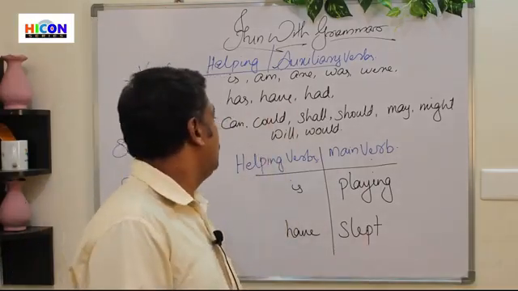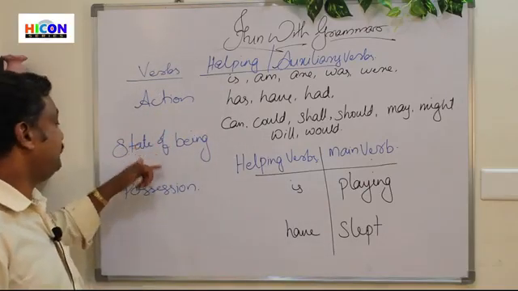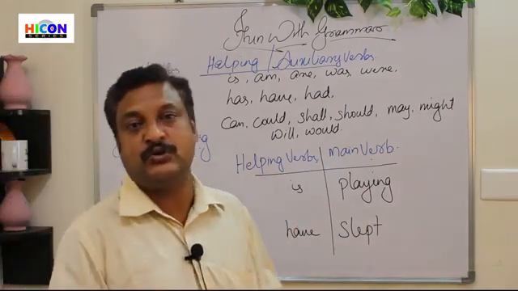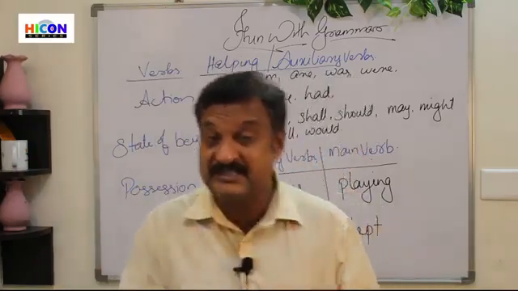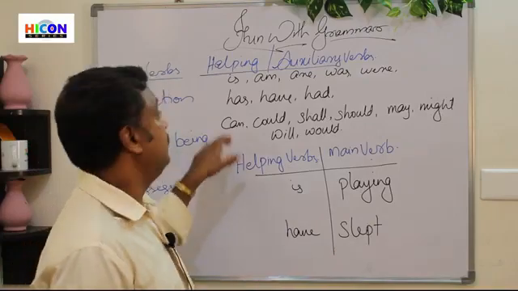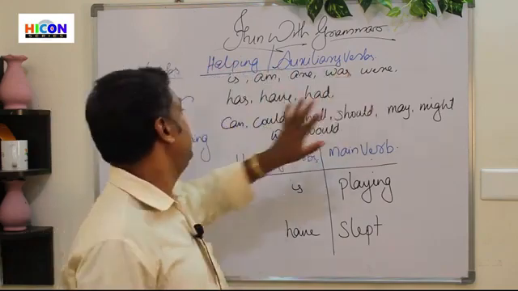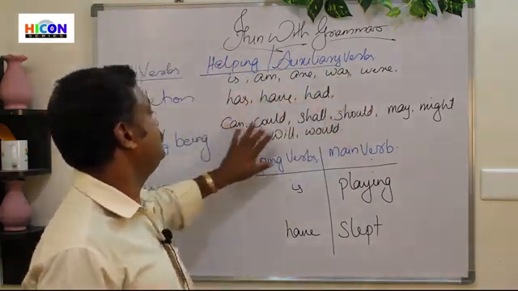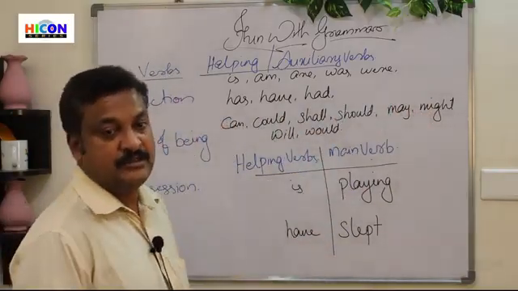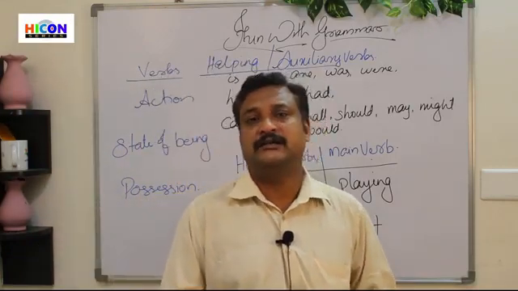That's it. So, verbs are the words that show or express action, state of being and possession. Sometimes we use some other words along with the verb to complete its meaning. Such words are known as helping verbs. The helping verbs in the English language are is, am, are, was, were, has, have, had, can, could, shall, should, will, may, might, would. Right? So now we have an activity based on this. We will do that and continue.